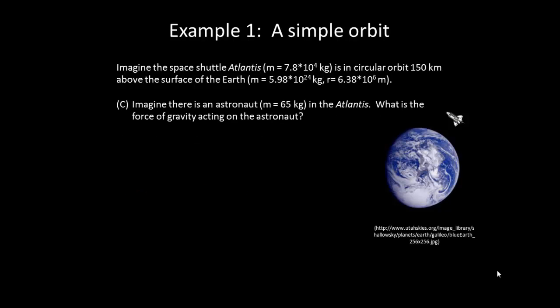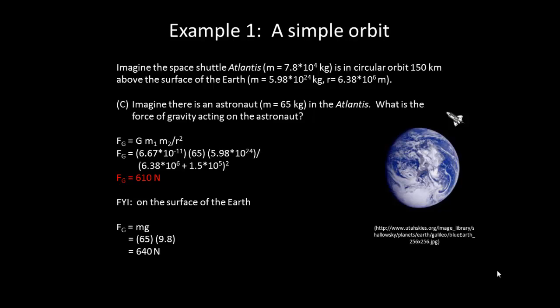All right, now let's imagine that there is an astronaut in Atlantis. What is the force of gravity acting on the astronaut? We have Fg equals big G m1 m2 over r squared, and we can plug in our values for when it is 150 kilometers above the surface of the Earth, and we'll get 610 newtons. For reference, on Earth, this astronaut would have a weight of 640 newtons. That's not really all that much different from if it was at the surface of the Earth. Again, that's because 150 kilometers is a small fraction of that total distance to the center of the Earth.